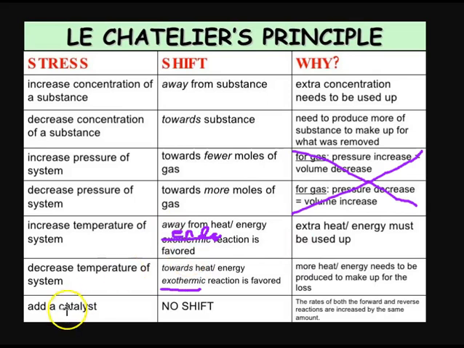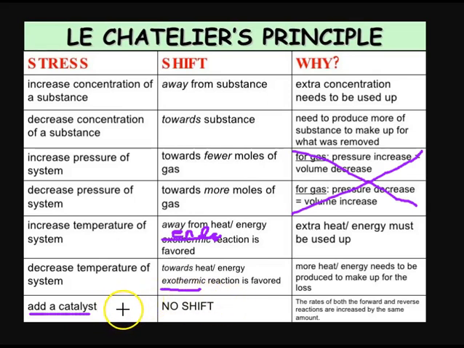Now, a couple of notes that we need to make. One, adding a catalyst does nothing to the system in terms of the shift. It just makes everything move faster. But it's going to make the forward and the reverse move faster. Okay, so it's not going to really affect the system.